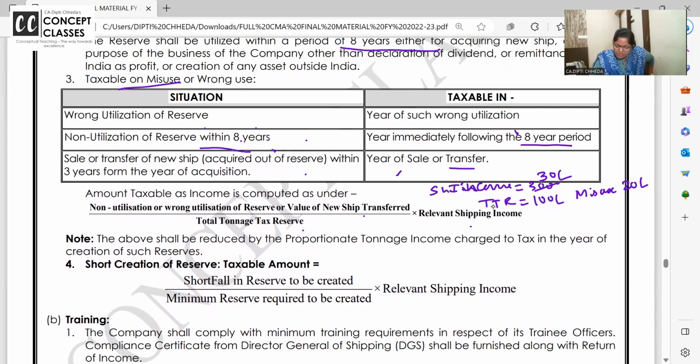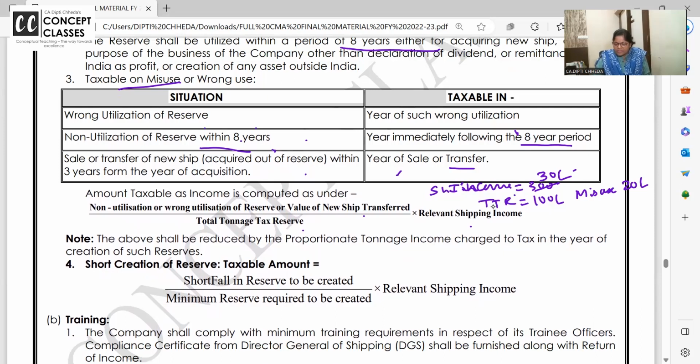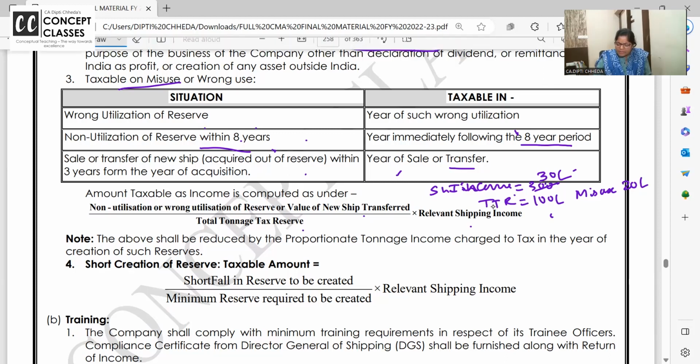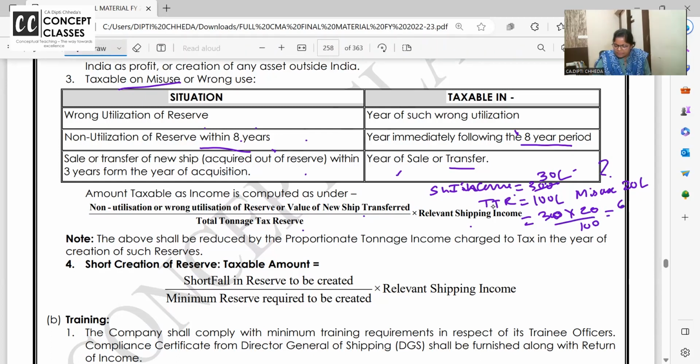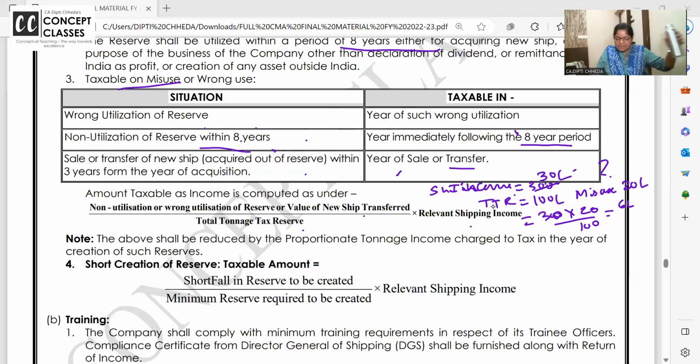अभी आपका शिपिंग का इनकम कितना है, कोर शिपिंग इनकम 30 lakhs. So total reserve is 100. Out of that misuse is 20. So your income is 30. In that, 30 into 20 divided by 100, 6 lakh. Try to fit in the formula and check whether it is clear or not. Is it easy? Twice they have asked this tonnage tax, and if they are asking, they'll ask this level of simple questions, right?